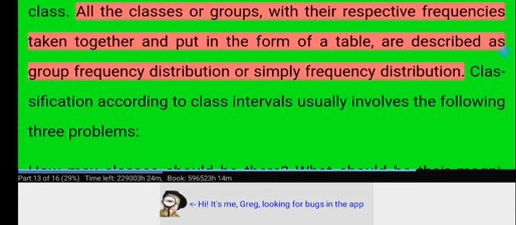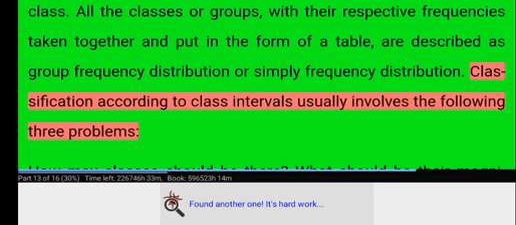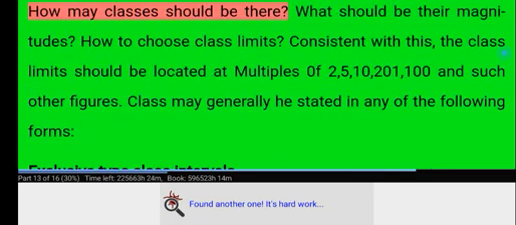All the classes or groups, with their respective frequencies taken together and put in the form of a table, are described as group frequency distribution or simply frequency distribution. Classification according to class intervals usually involves the following three problems. How many classes should be there? What should be their magnitude?